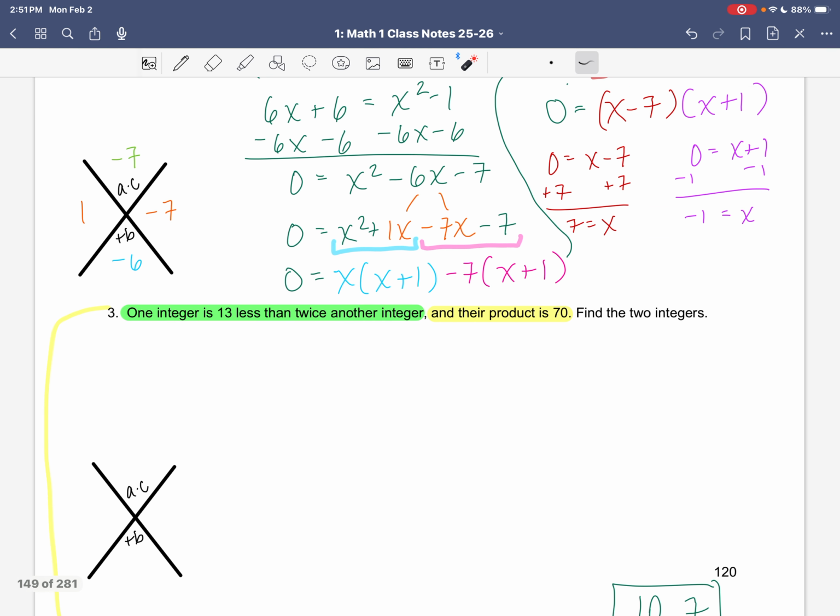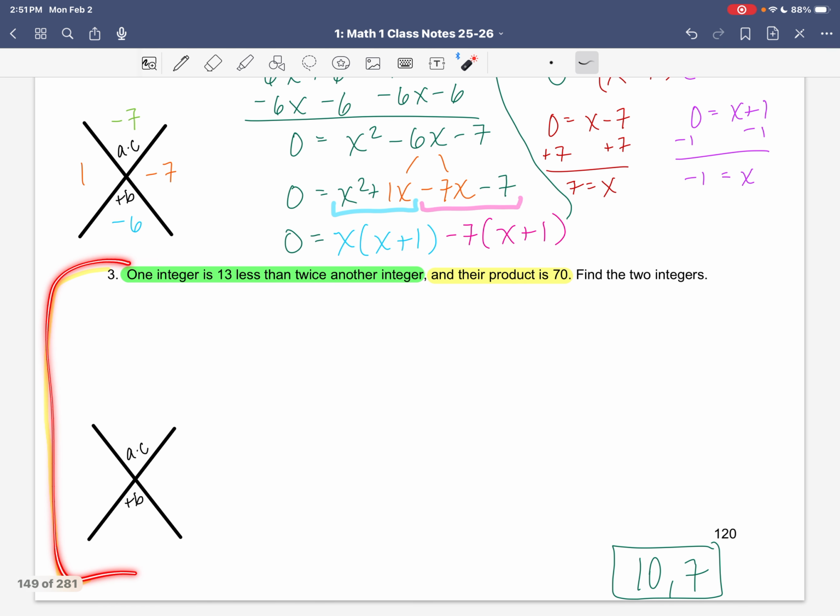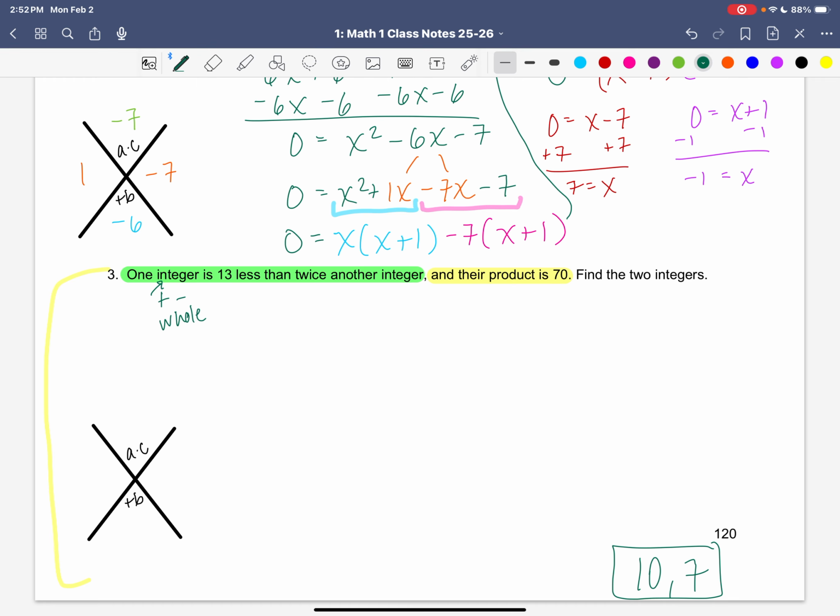All right. I want you to go ahead and try this one. If you do it correctly, your answer should be 10 and 7. I will give you a hint. There will be a number that you can't use because we only want integers. So integers, remember, are positive and negative whole numbers. So that's your hint. So your final answers should be 10 and 7.